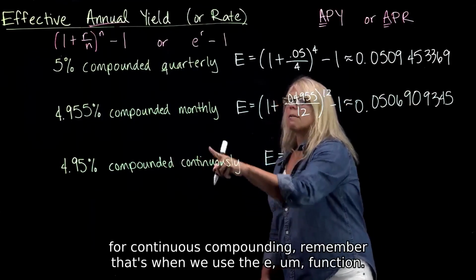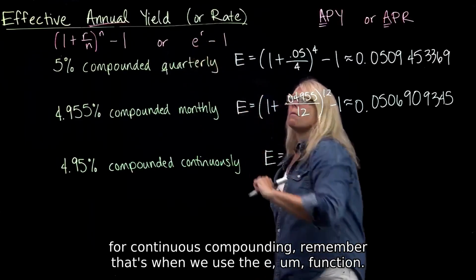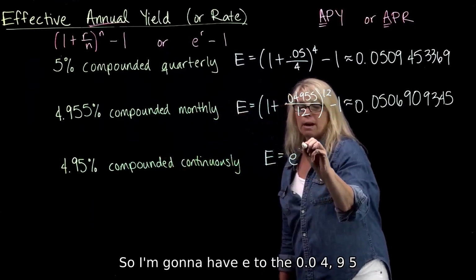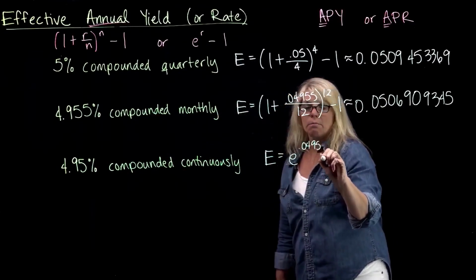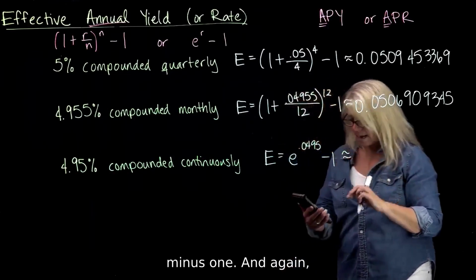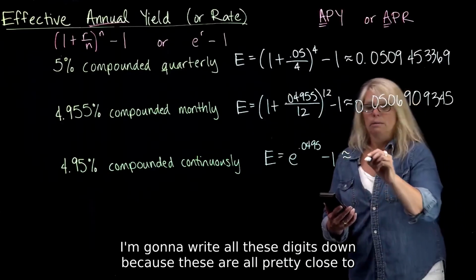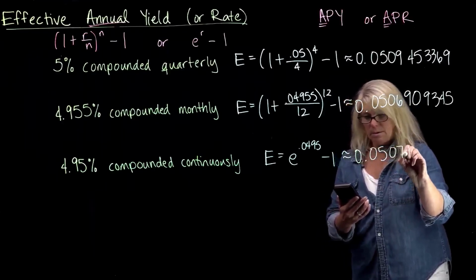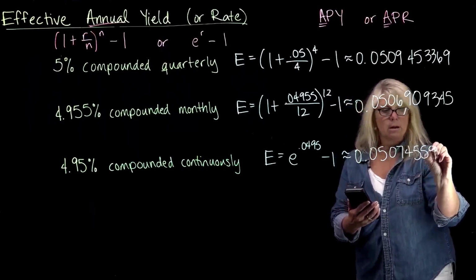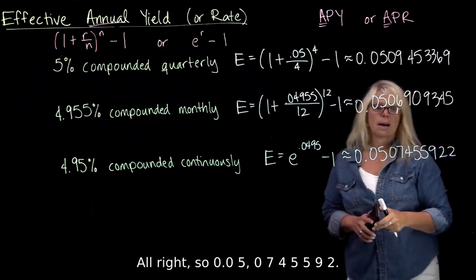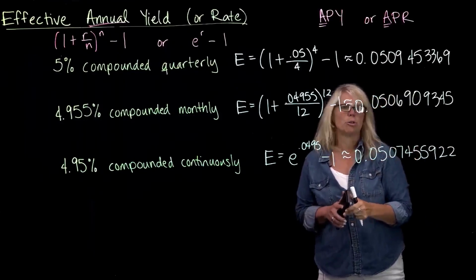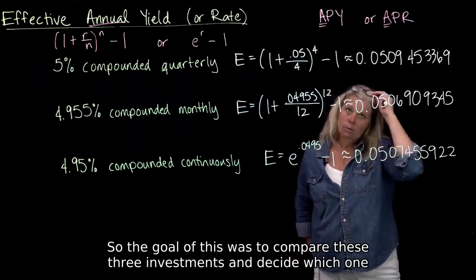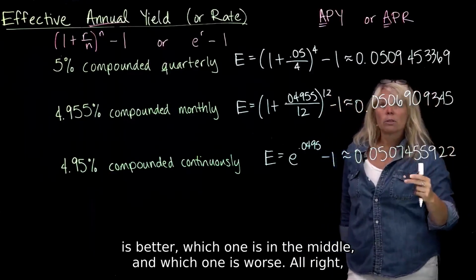All right, for continuous compounding, remember that's when we use the e function. So I'm going to have e to the 0.0495, minus 1. And again, I'm going to write all these digits down because these are all pretty close to each other. All right, so 0.05074555922. The goal of this was to compare these three investments and decide which one is better, which one is in the middle, and which one is worse.